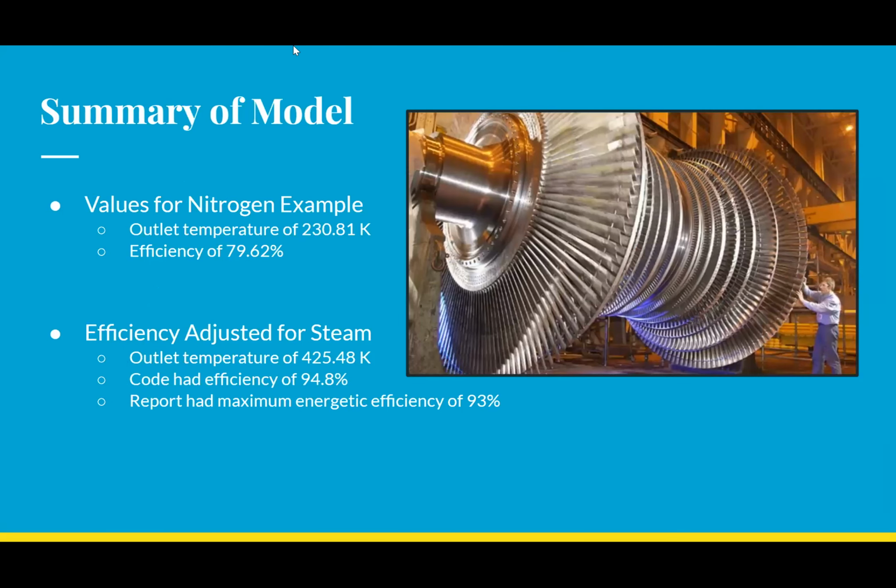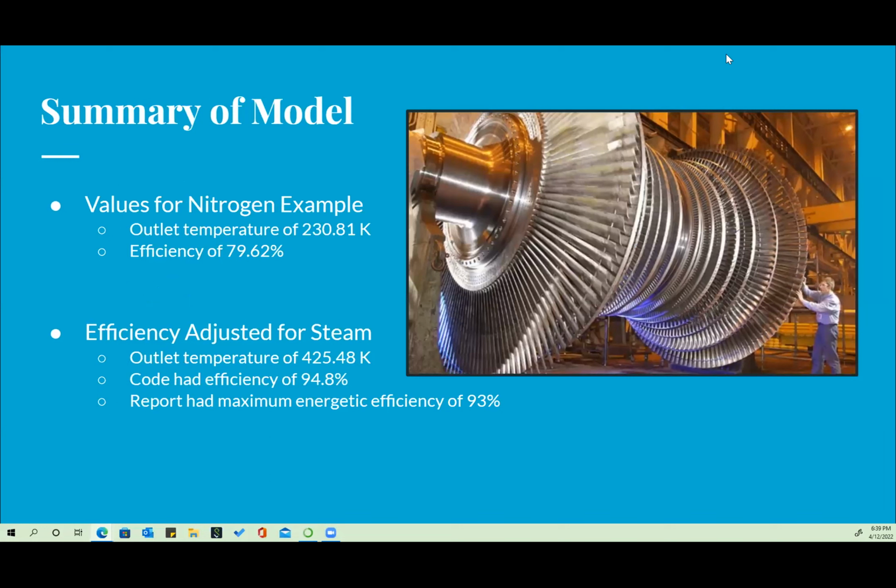Overall, our code gave us very reasonable values. For our nitrogen example in class, we got an outlet temperature of 230 Kelvin, which is what we were expecting. And we also got an efficiency of around 80%. And when we adjusted our code for the steam values rather than nitrogen, we got an outlet temperature of around 425 Kelvin. And it gave us an efficiency for the turbine of 94.8%, which is quite close to the 93% that the report said was its maximum energetic efficiency.